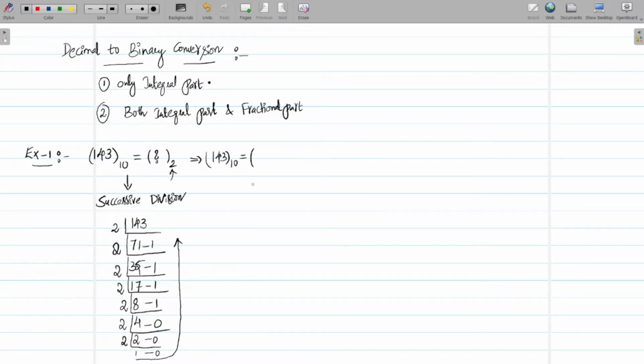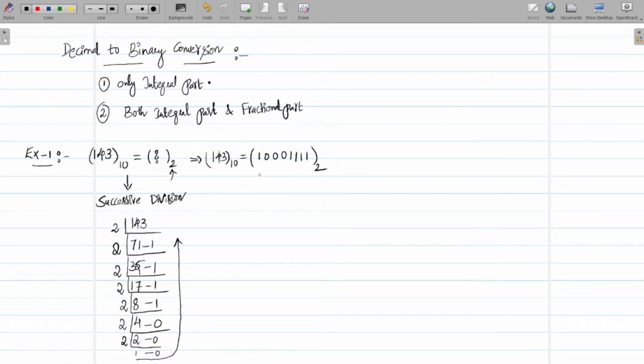First digit, which is the MSB, is 1, and after 1, how many zeros are there? 1, 2, 3. Next, after 3 zeros, how many ones are there? 1, 2, 3, 4. So this is the equivalent binary number for the given decimal number.